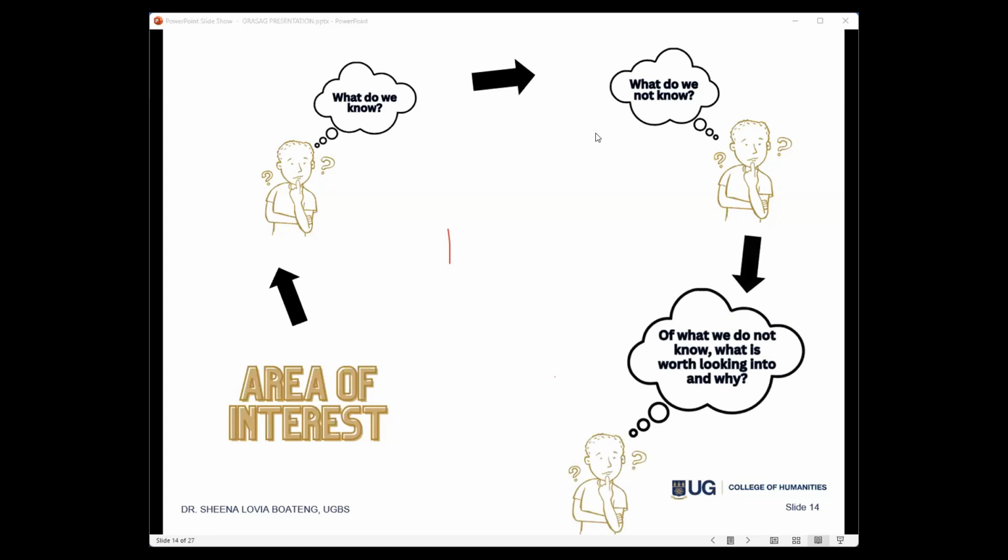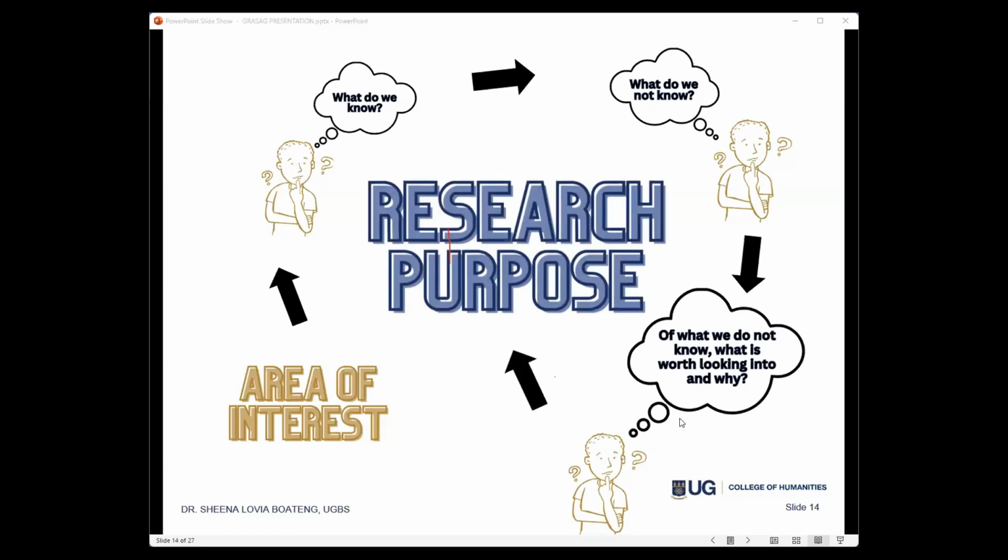So by the time you finish this process, you would have identified a number of gaps, which will tell us several things that we do not know when it comes to the issue that is of interest to you in the area that you started with. And then you now, as a researcher, have to make the expert decision of which of the gaps you are going to pursue in order to conduct your research on. And that is what gives us your research purpose.